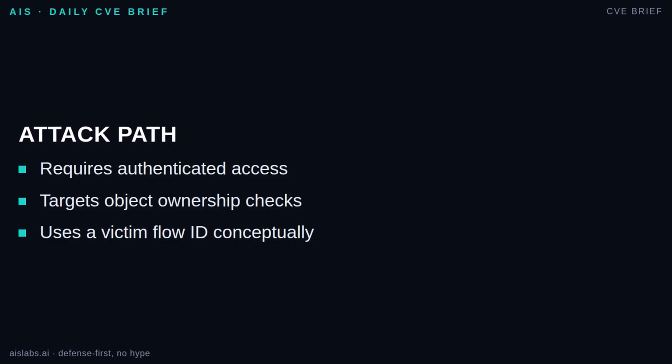The attacker starts from inside the application as an authenticated user. They interact with the affected responses API area, where requests are associated with flow identifiers. The flaw described by NVD is that specifying a victim's flow ID can allow execution of a flow that belongs to someone else. That is the classic IDOR pattern.